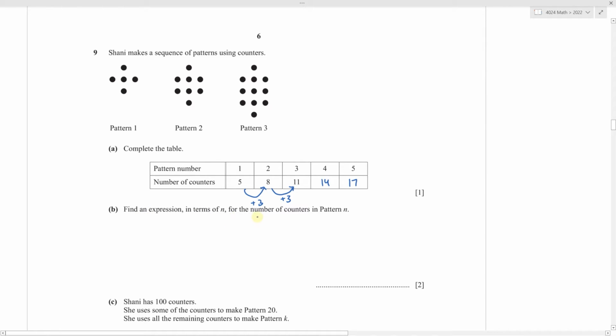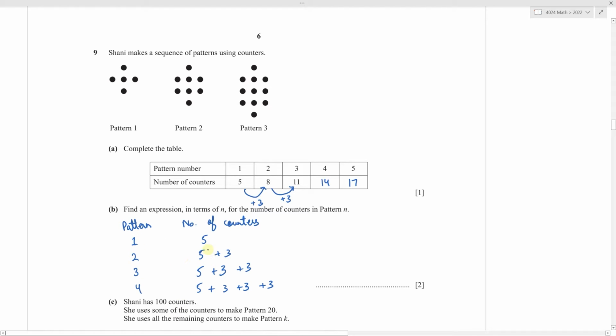Find an expression in terms of n for the number of counters in pattern n. So if you look from the start, pattern number 1 has 5 counters. Pattern number 2 has 5 plus 3, which is 8. Pattern number 3 has 5 plus 3 and then another 3 to get to 11. Pattern number 4 has 5 plus 3 and then another 3. So each time you're adding 3.